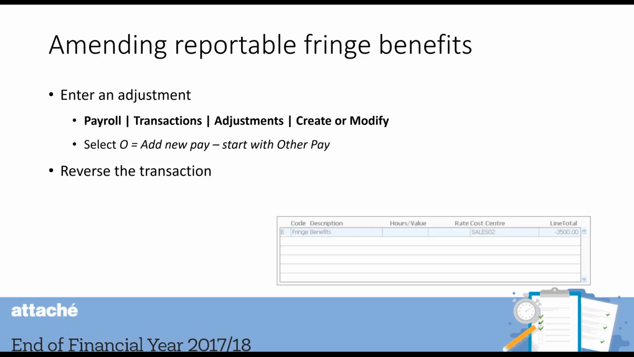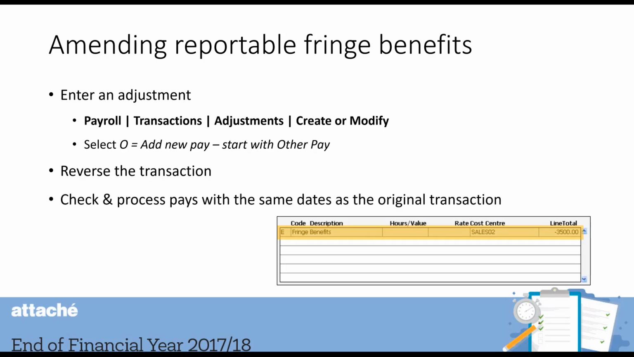The way the reverse line appears is with a negative amount, as you can see highlighted here. Once completed, check the pays and ensure that the pay period ending and the date paid dates are the same, which is the 31st of March 2018. Rerun any pre-processed reports, back up your data, and then you would go and re-enter the correct fringe benefit transaction.